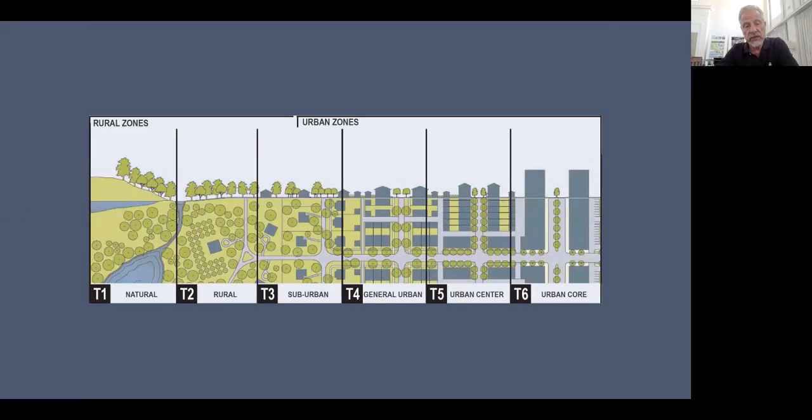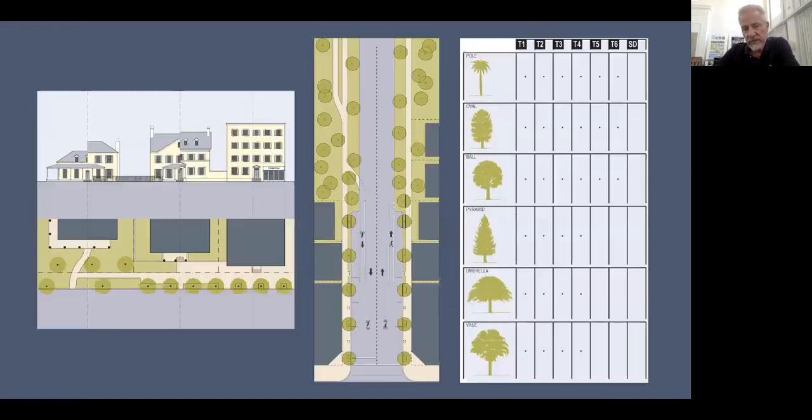This is the standard issue diagram. We took it, and it's very easy to understand. For convenience's sake, we labeled it T1, which is natural, T2, which is rural, T3, which is suburban. T4 is general urban, which is that mixed area we mostly love that has townhouses and houses, etc. Then there's the urban center, which are the main streets, and then there's urban cores. Now, not every city has an urban core, and sometimes the urban center is very small, but almost every human habitation in whatever culture has some form of transect like this.